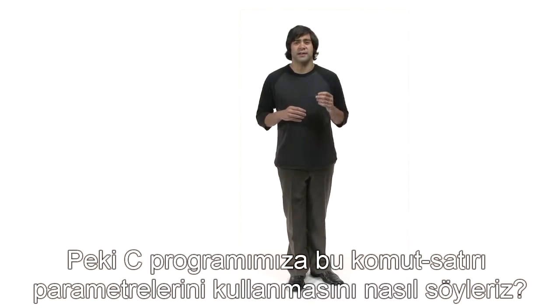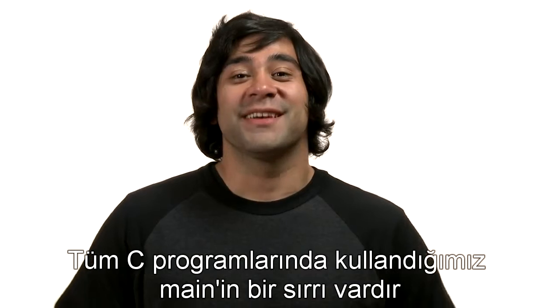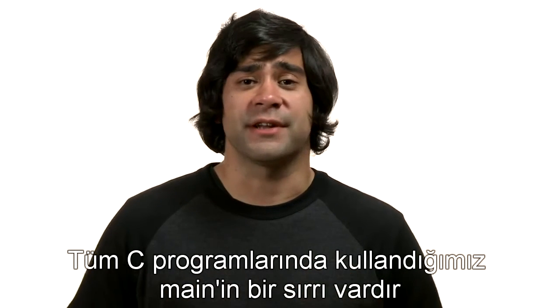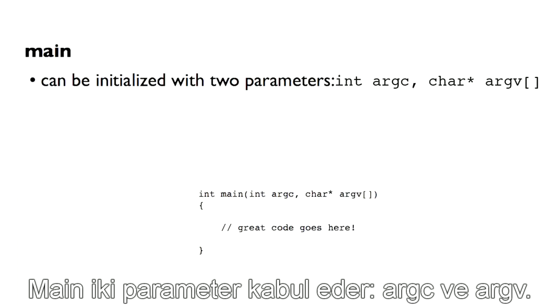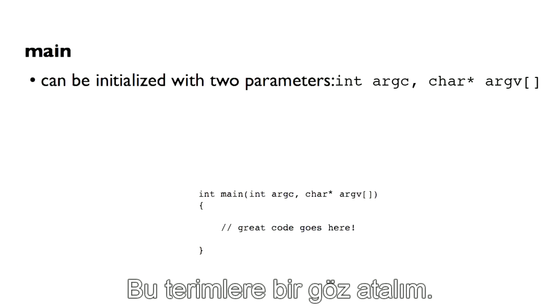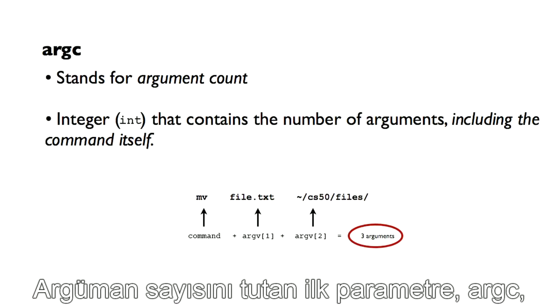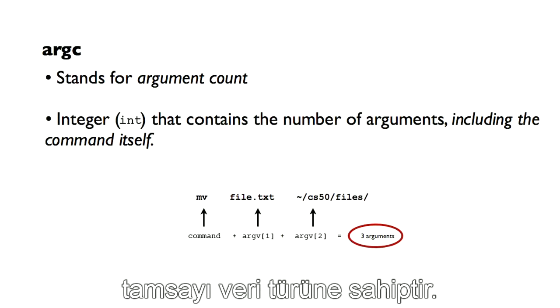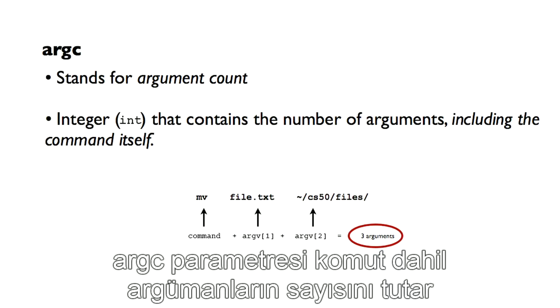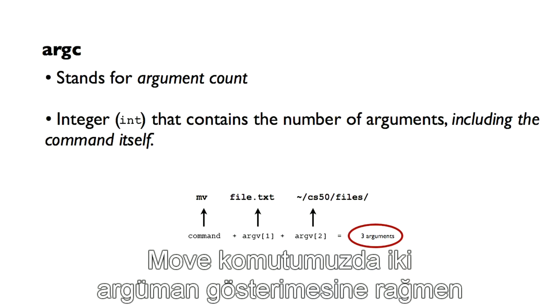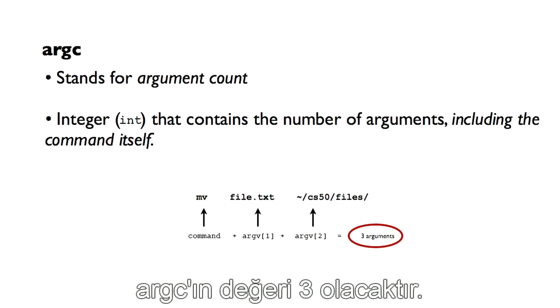So how do we tell our C program to utilize these command line arguments? Well, it turns out that main, which we use in all C programs, has a secret. Main accepts two parameters, argc and argv. Let's go over these terms. The first parameter, argc, which stands for argument count, has a data type of integer. The argc parameter contains the number of arguments, including the command. In our move command, although we only have two arguments displayed, argc's value will be 3.